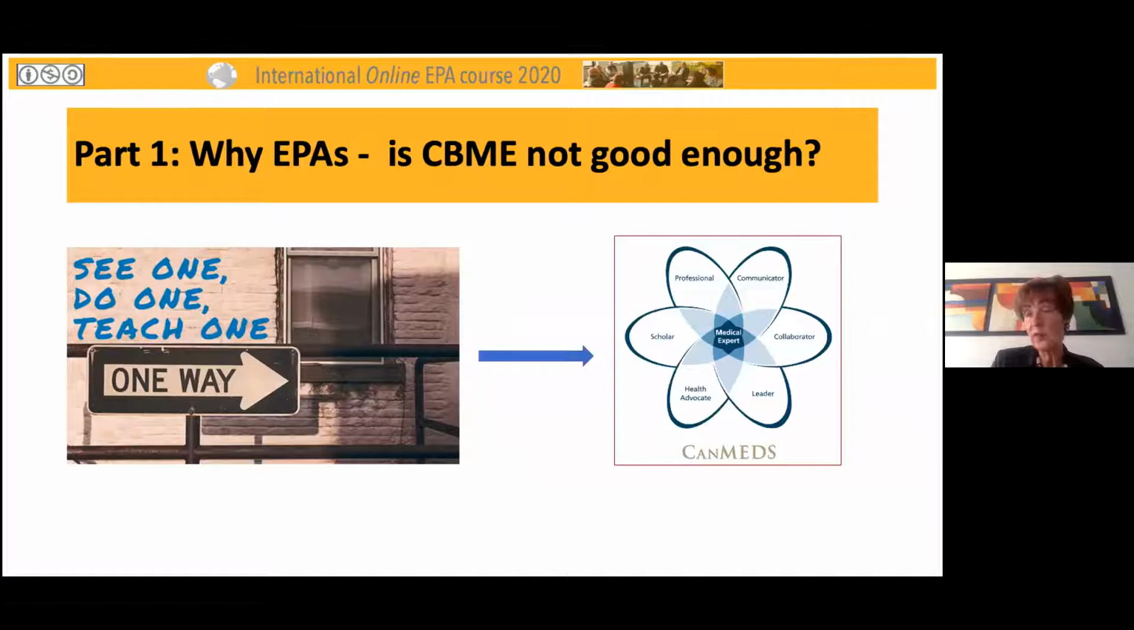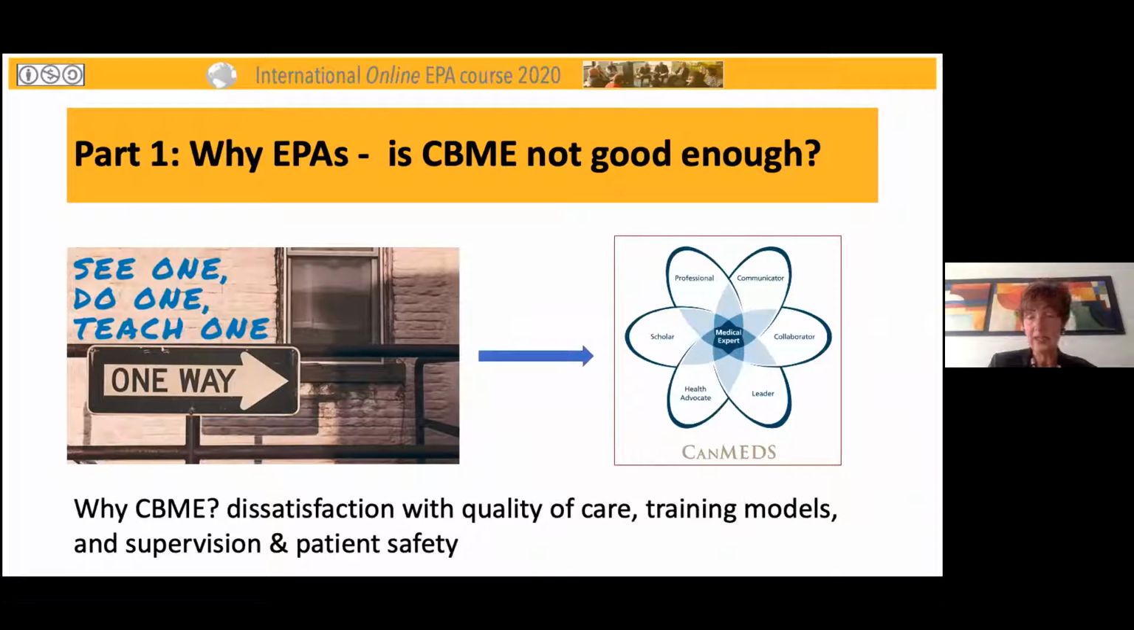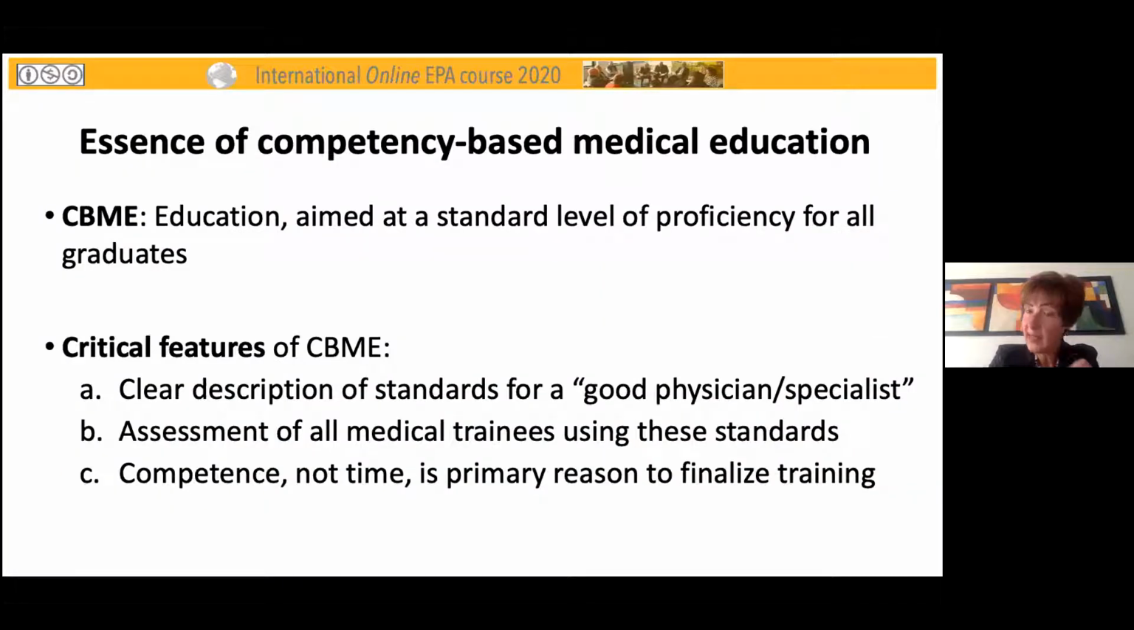Now, why did we introduce CBME? It's the dissatisfaction with quality of care, dissatisfaction with the training modules, and also dissatisfaction with the supervision and patient safety issues, as you probably recognize. Now, what is the essence of CBME? CBME is education aimed at a standard level of proficiency of all graduates. So critical features for CBME, as you're using right now in clinical practice or in student education, is that you need to have a clear description of what is the standard of a good physician or of a good specialist.